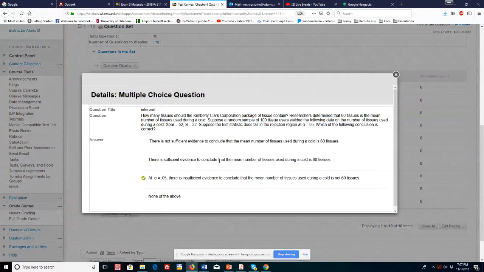Okay, so how many tissues should the Kimberly-Clark Corporation package of tissue contain? Research determined that 60 tissues is the mean number of tissues used during a cold. Suppose a random sample of 100 tissue users yielded the following data on the number of tissues used during a cold. So there's our sample. We have 52 tissues with a standard deviation of 22. Suppose the test statistic falls in the region of rejection at an alpha level of 0.05. Which of the following is correct?